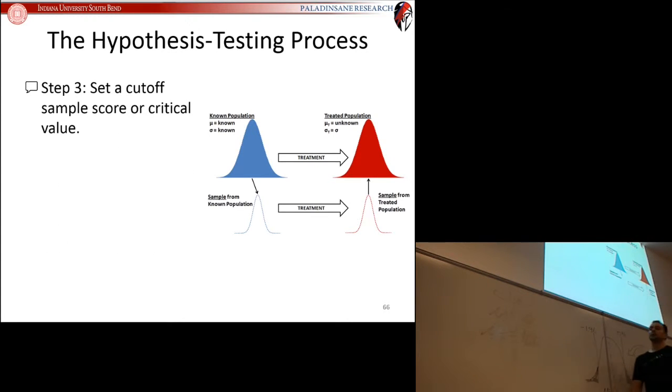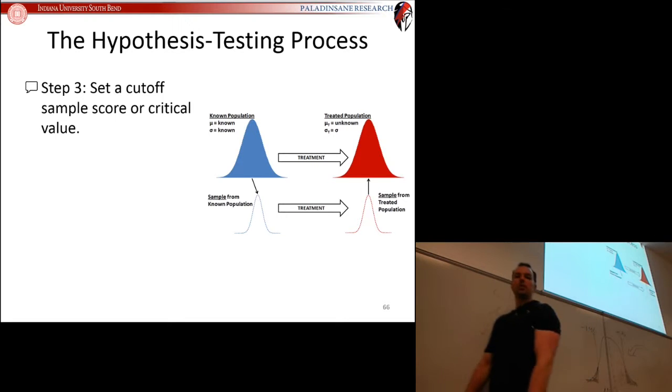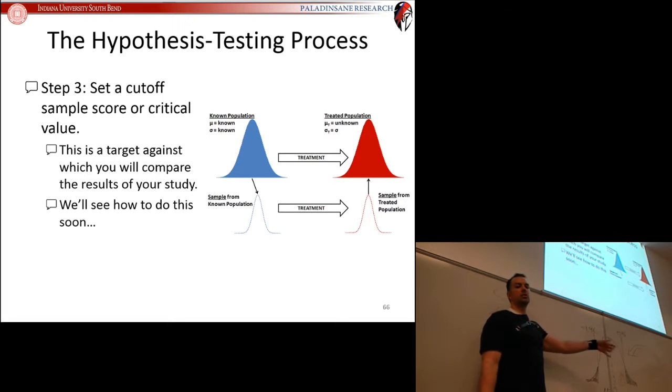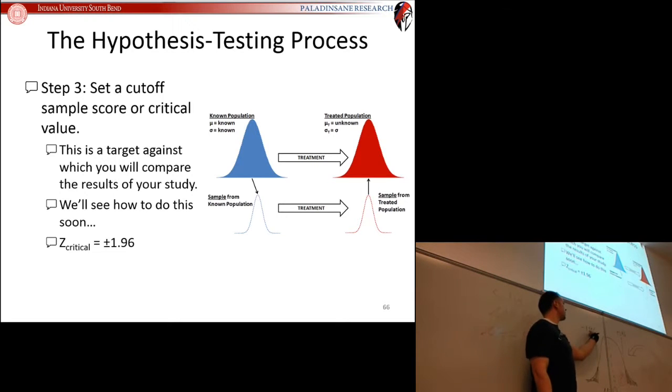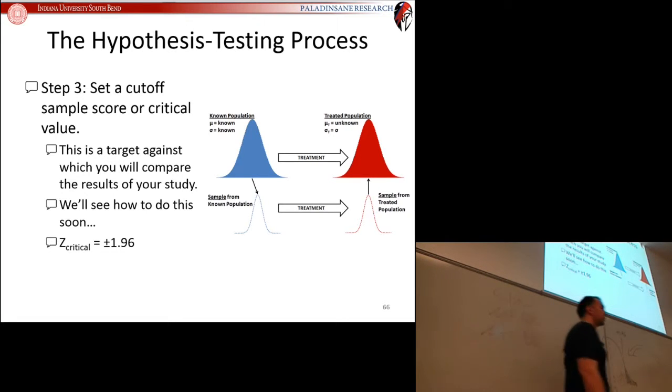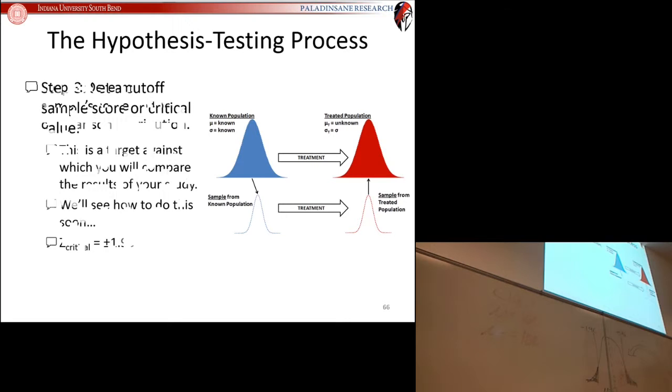What next? Set a cutoff score or critical value. Set your lines in the sand. We're going to see how to do this very, very soon, but it also has not changed. Our lines in the sand, our critical scores, are still minus 1.96 and plus 1.96. Those still are the critical values. So what has changed? Well, step 4 has changed.